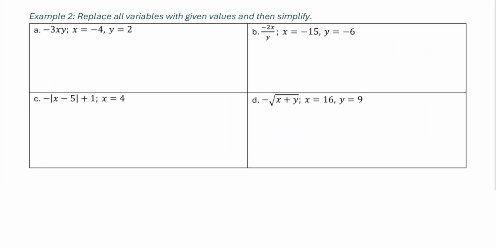In these examples, we will replace all variables with the given values and simplify. Up first, we have negative 3 x y. x we want to replace with negative 4. And y we want to replace with 2. Now the order of operations. We're just multiplying. Negative 3 times negative 4 is 12. And then 12 times 2 is 24.